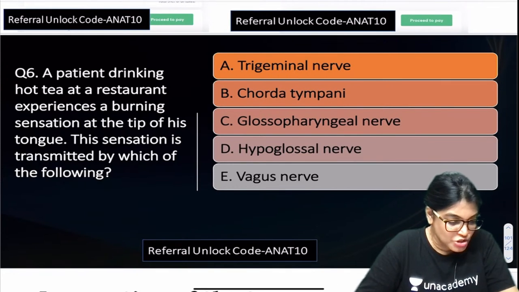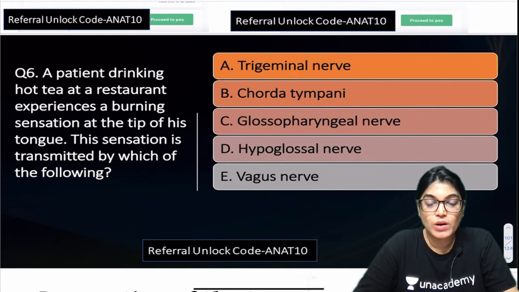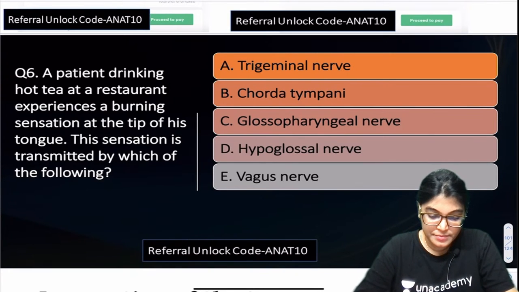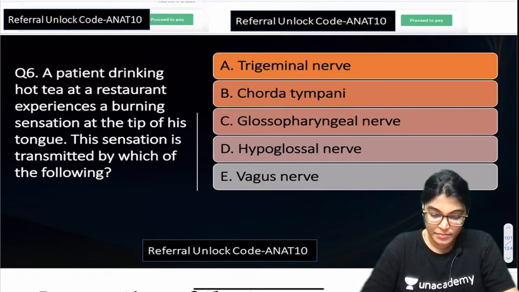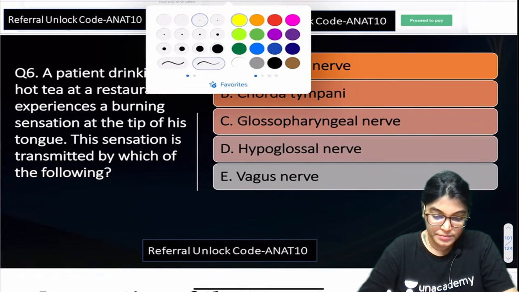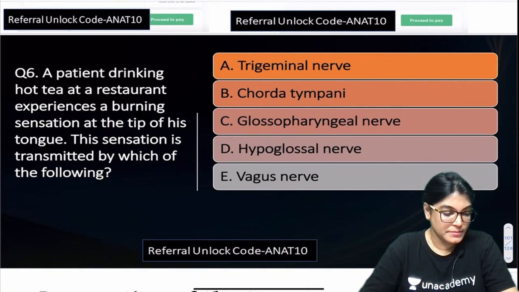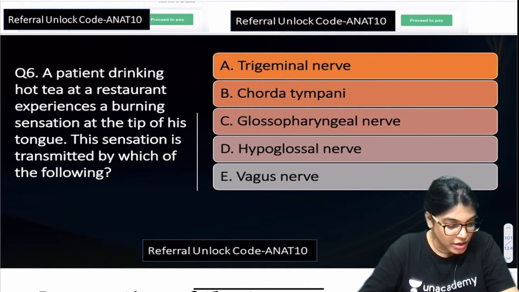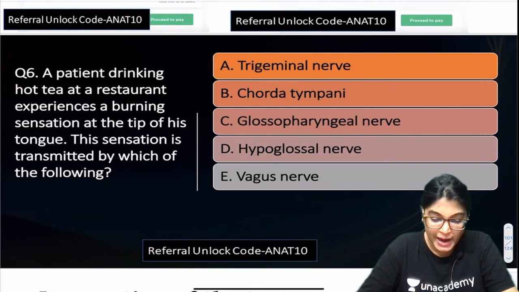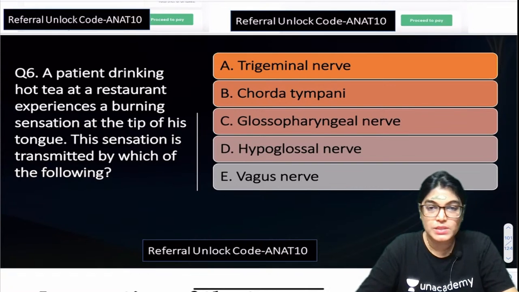Okay, so I got Acharya telling A as the correct answer. What about others? Acharya is telling it's A. Okay, what about others? Okay, so I got Akshat Bhatt is telling trigeminal nerve, and Karthik Arwal is telling it's D, hypoglossal nerve. Okay, so yes, mixed bundle of answers are coming up.